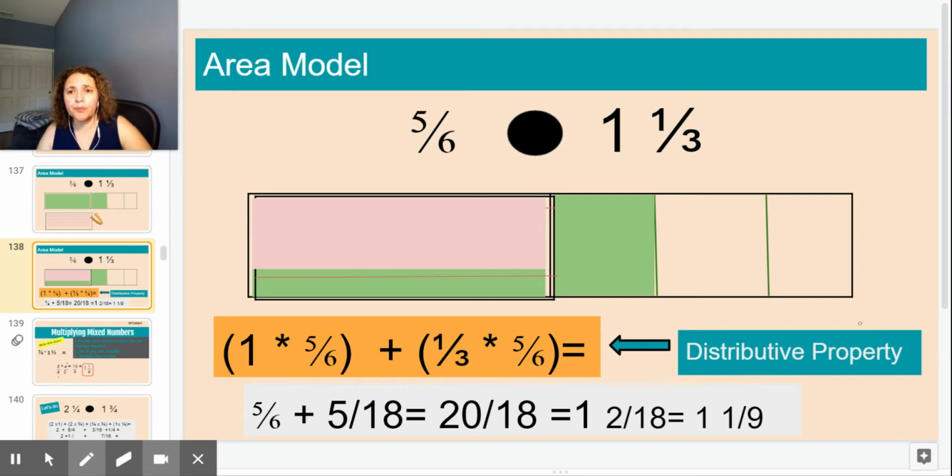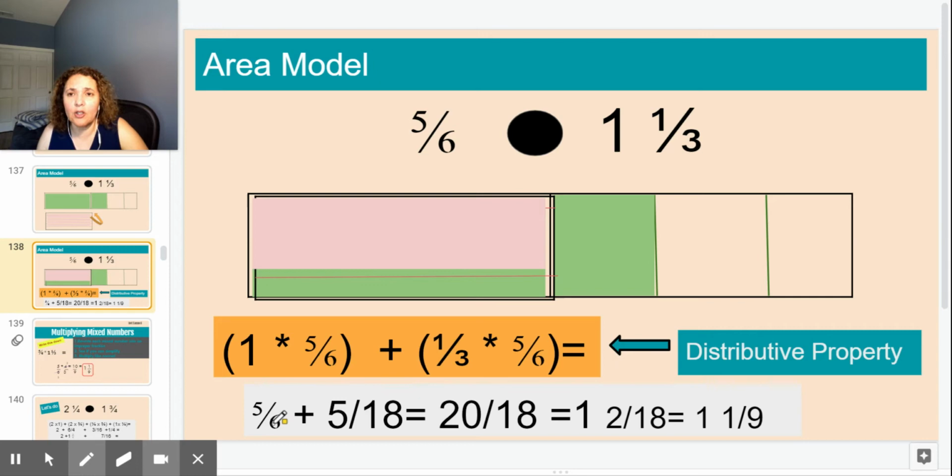So I'm taking 5/6 of my whole, and I'm also taking 5/6 of my 1/3 by using the distributive property. So I can do 1 times 5/6, which gives me 5/6, plus 1 times 5 is 5, 6 times 3 is 18, 5/18. So then I've got to add 5/6 plus 5/18.